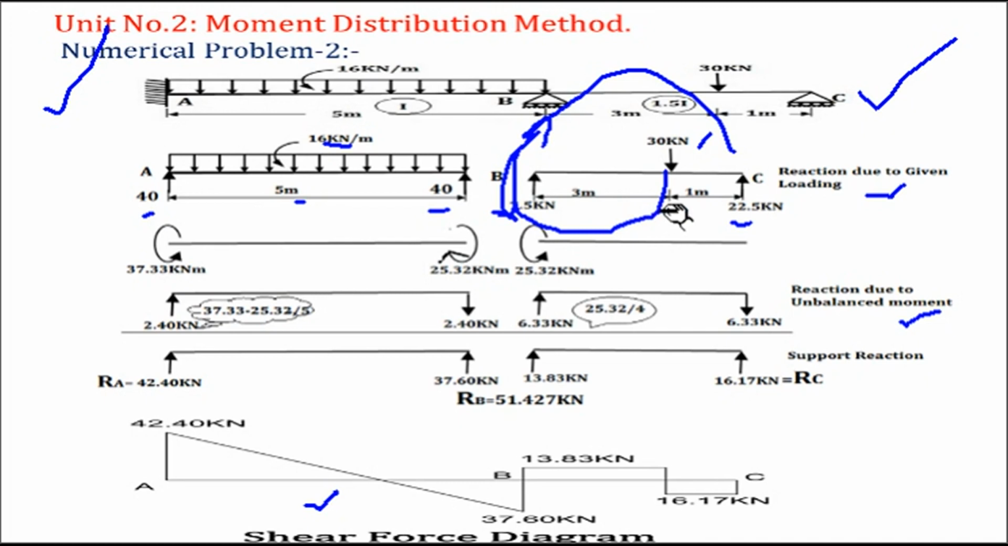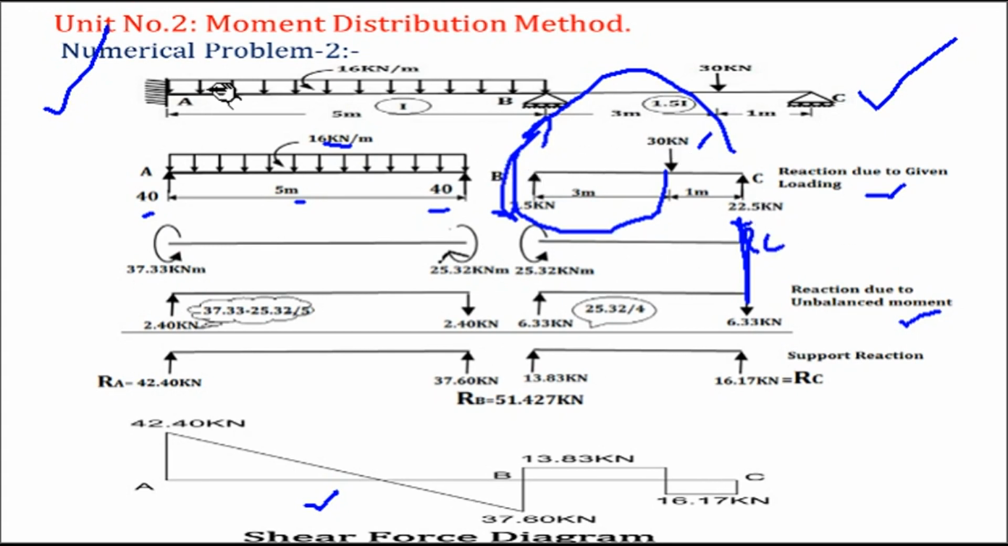Okay, 22.5 means this is RC. If you keep it, one is R, this one is RC. So don't say 22.5, so RC into 4 anticlockwise. So you will get RC is equal to 0. Equating to 0, you will get RC.